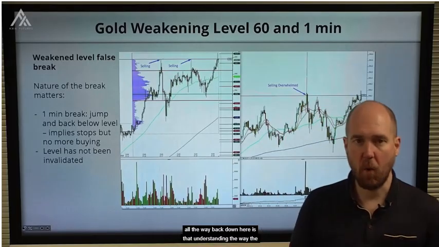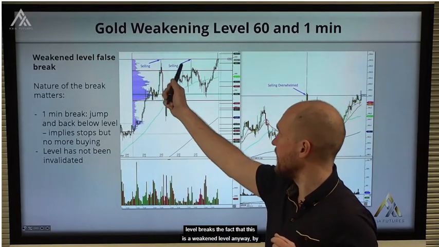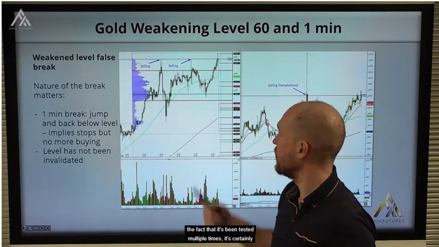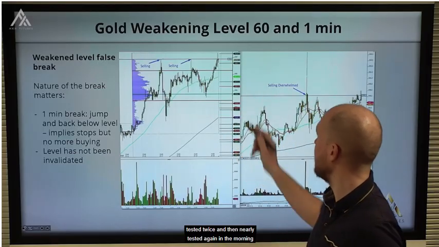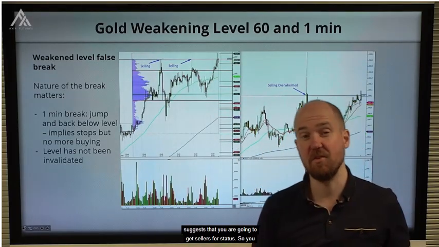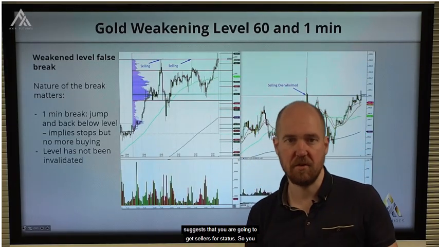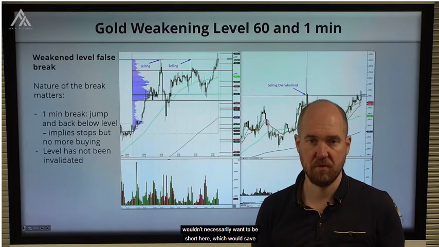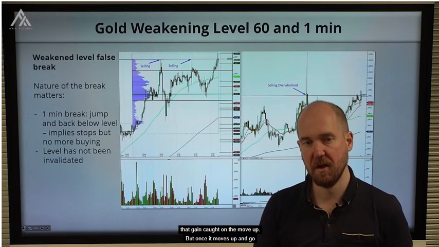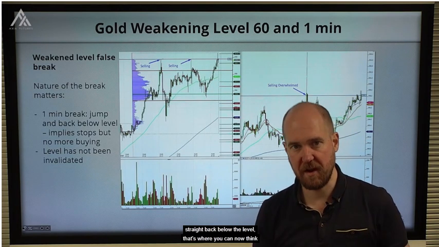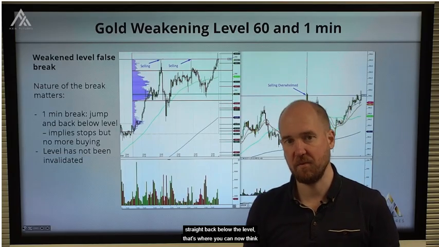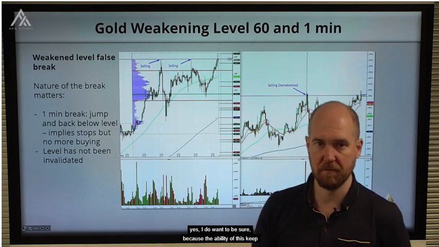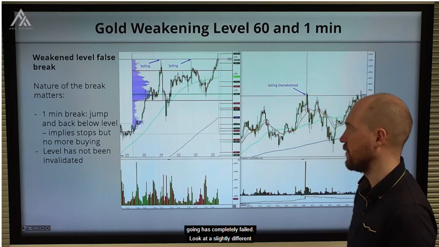It's about understanding the way the level breaks. The fact that this is a weakened level anyway, because it's been tested multiple times, certainly tested twice and then nearly tested again in the morning, suggests that you are going to get sellers forced out. So you wouldn't necessarily want to be short here, which would save you getting caught on the move up. But once it moves up and goes straight back below the level, that's where you can now think, yes, I do want to be short, because the ability of this to keep going has completely failed.